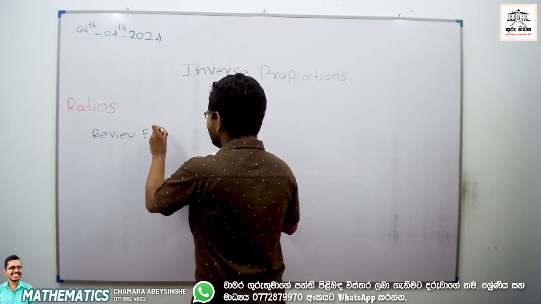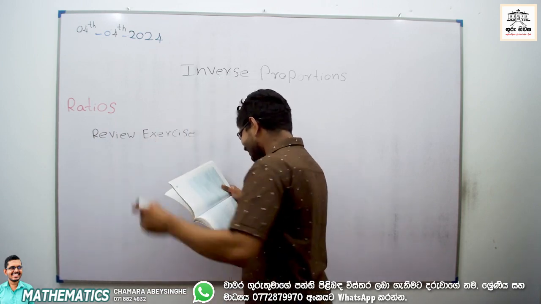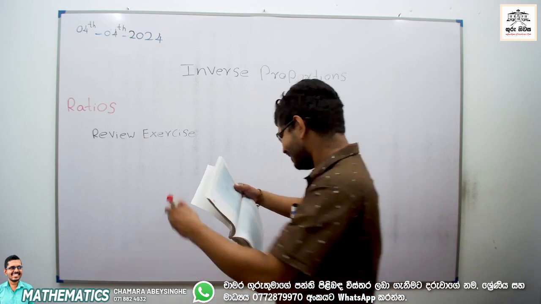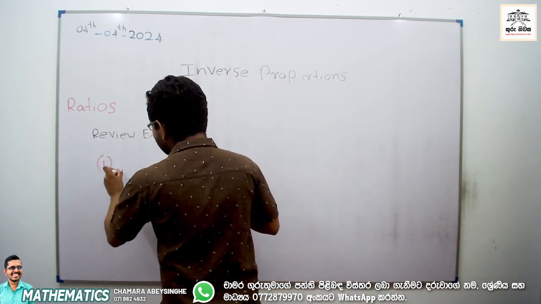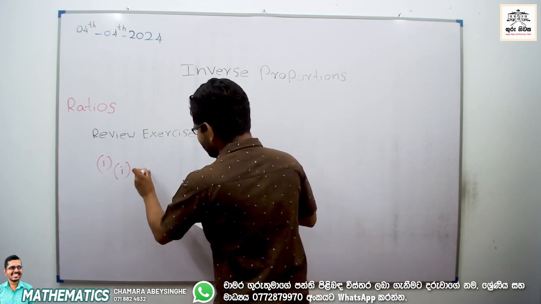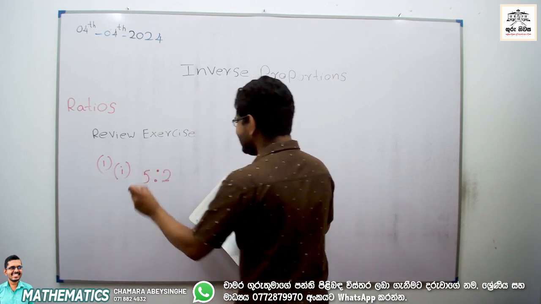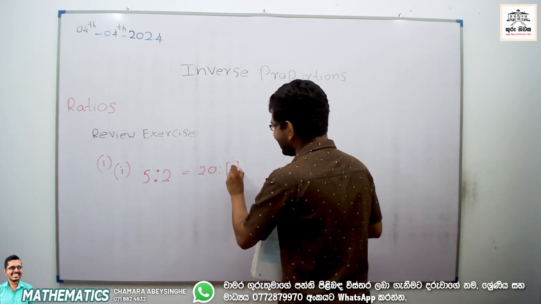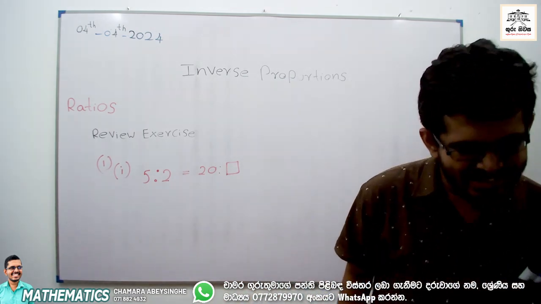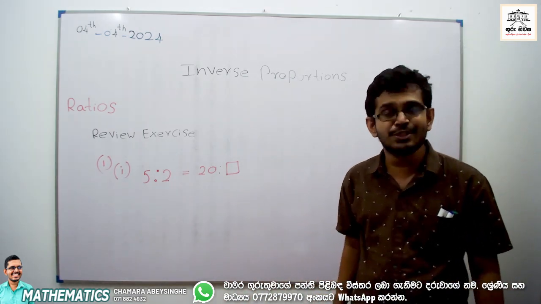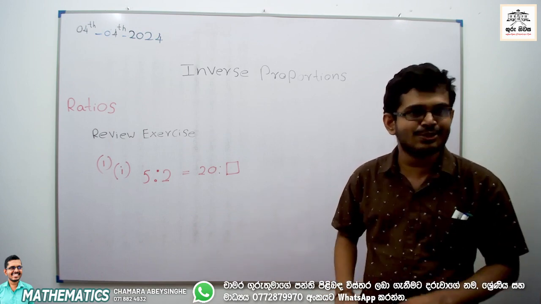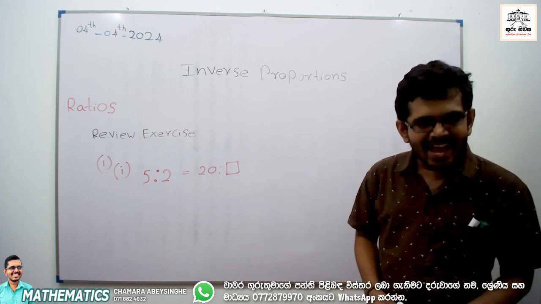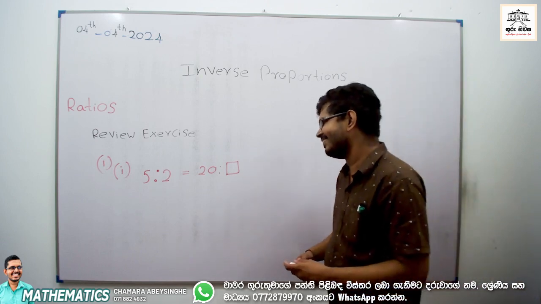Very easy question. First I like to give you review exercise. Question number 1, Roman number 1. The ratio 5 to 2 equal the ratio 20 to blank. What is the suitable number student we should write? Which number we should write? 8. 8. 8. Yes, that is the equivalent ratio question.